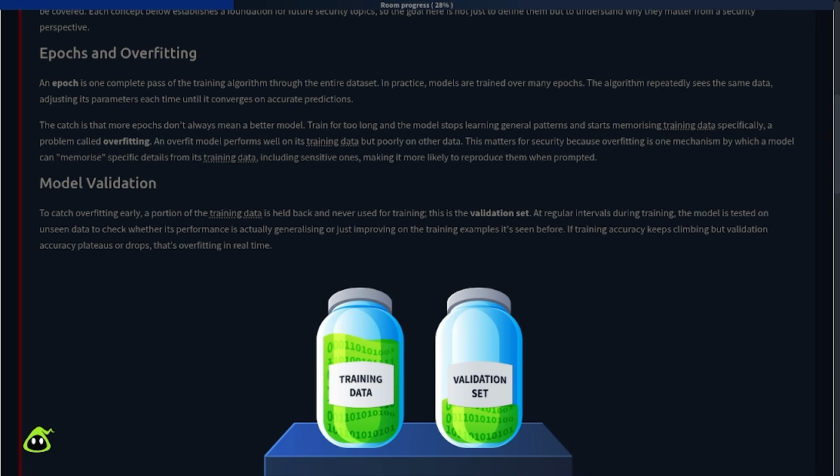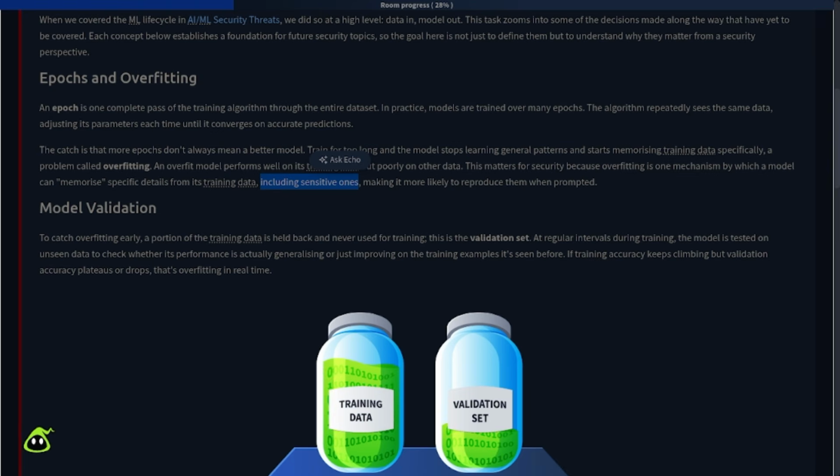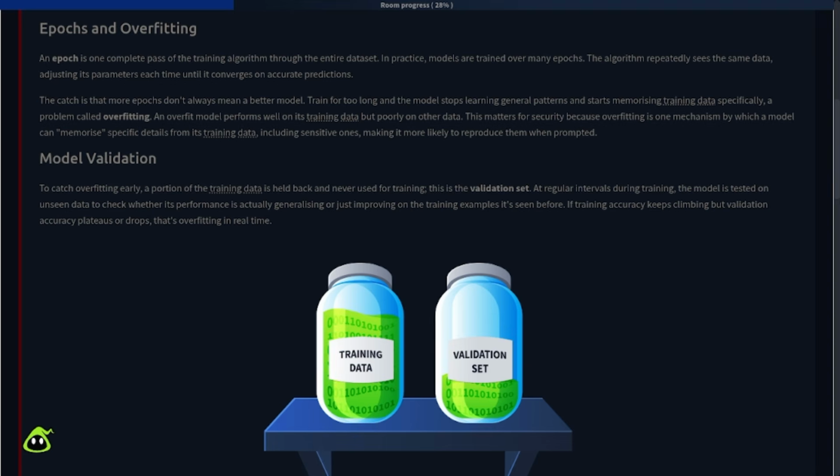This matters for security because overfitting is one mechanism by which a model can memorize specific details from its training data, and this could include sensitive ones, making it more likely to reproduce them when prompted. With overfitting, you feed it again and again, so anyways it becomes fixated on it, and it's already designed for a particular purpose, and you are just making it more narrow for the right prompt to give this out. And we have model validation.